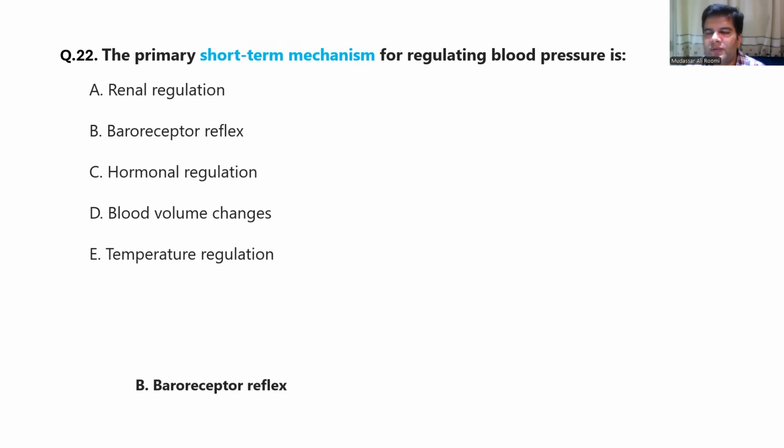There are two important nerves which work in this reflex system to buffer the changes in blood pressure, and they are the glossopharyngeal nerve, cranial nerve number 9, and the vagus nerve, cranial nerve number 10. These two nerves are also called pressure buffer nerves.